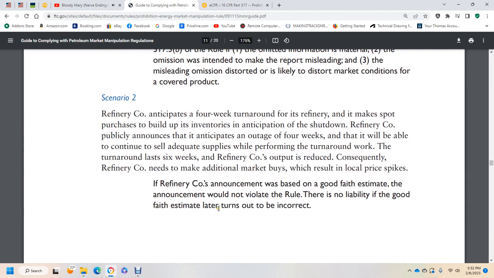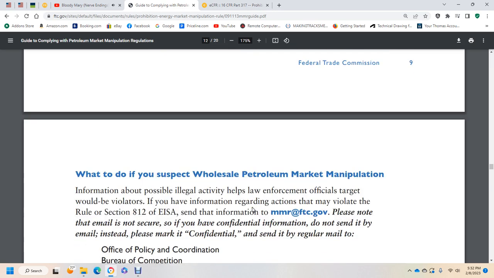Scenario 2. A refinery company anticipates a 4-week turnaround. The refinery makes spot purchases to build up inventory in anticipation of the shutdown. The refinery company can announce the anticipated 4-week outage and that it will be able to continue to sell an adequate supply. If performing the turnaround work lasts 6 weeks, the refinery company's output is reduced. Consequently, the refinery company needs to make additional market buys, which result in a local price spike. The refinery company's announcement was based on a good faith estimate. The announcement will not violate the rule, with no liability if a good faith estimate later turns out to be incorrect.